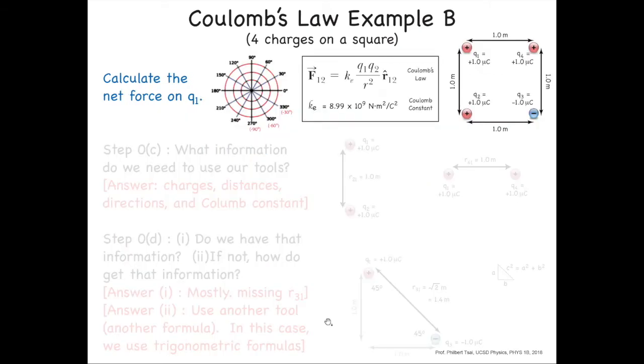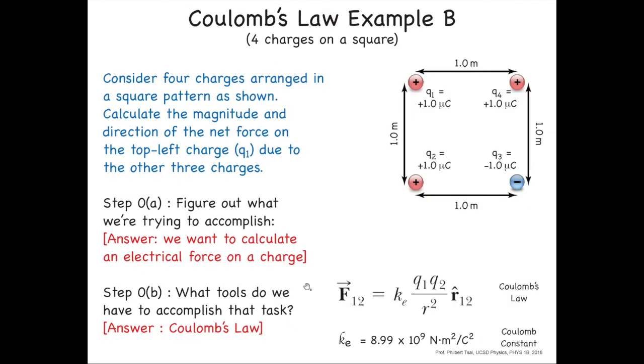But if we take a look at the question in detail, we're asked for a net force, right? And a net force is achieved by calculating individual forces and adding them up with vector addition, right? So that suggests a strategy of looking at each of these individual charge pairs, between Q1 and Q2, calculating a force between them, Q1 and Q3, calculating a force between them, and Q1 and Q4, calculating a force between them, and then adding them all up, right?